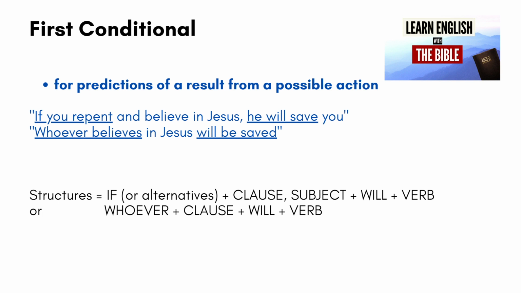It's not like the zero conditional where the result was certain. Here we're just talking about the possible result. And the structure is slightly different again. If you repent and believe in Jesus, he will save you. Well, here we have if, followed by the clause, and then in the second part, the subject is he, will, and then save is the verb. Or you could sometimes use whoever.